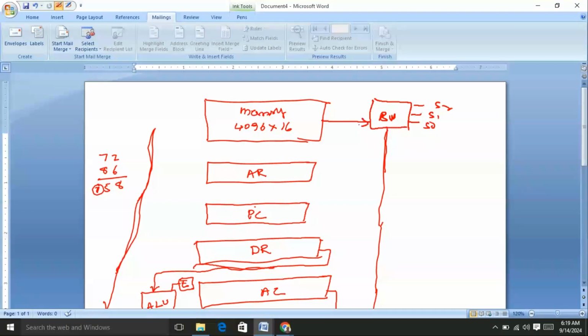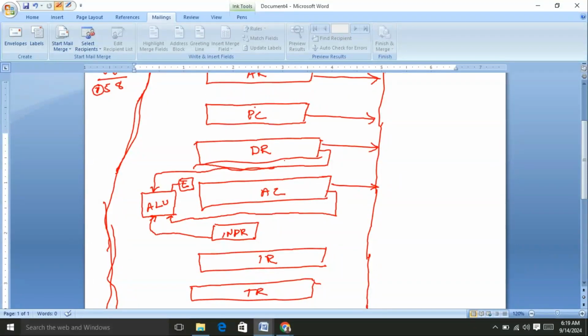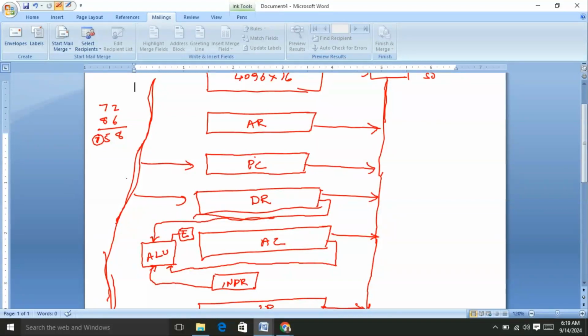So this is the memory output and this is the address register output. This is the program counter output. This is the data register output and this is the accumulator register output, right? No output for the input register. Input register always sends the information inside. Hence, this is the address register output and this is the temporary register output. This side, this is the temporary register input, the instruction register input, the data register input, the program counter input, the address register input, and this is the input to the memory.